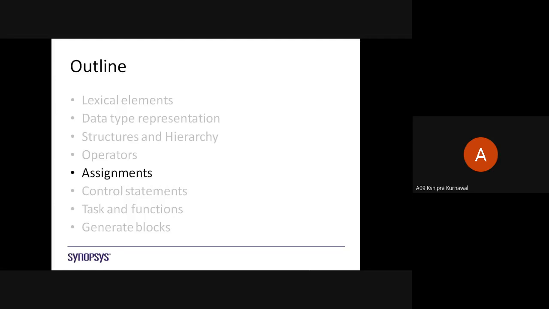Relational, arithmetic, logical, bitwise and reduction operation, equality and identity, and shift. Shift operator. Very right. So that is about the six classes of operators that we have discussed. And what about its precedence?